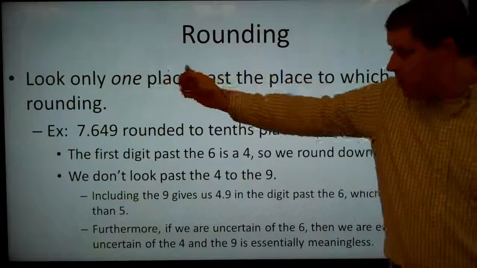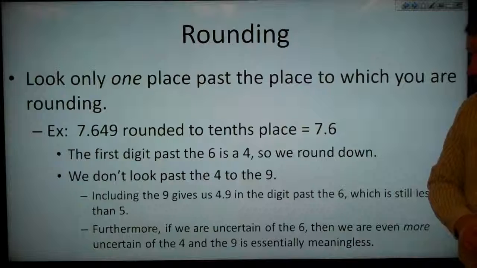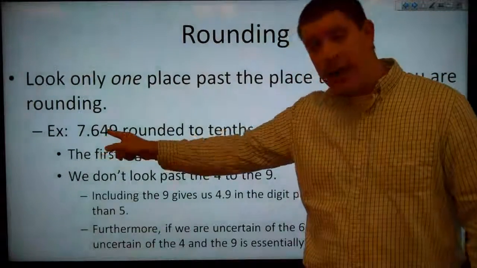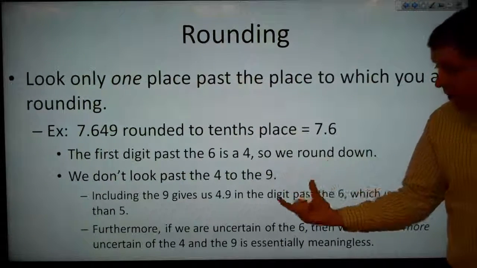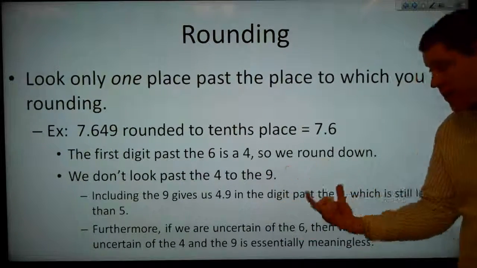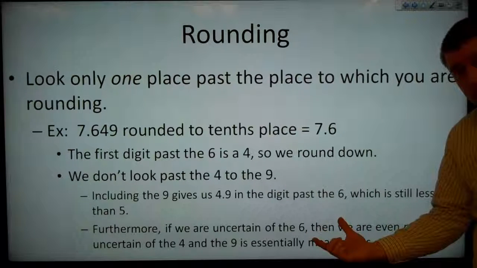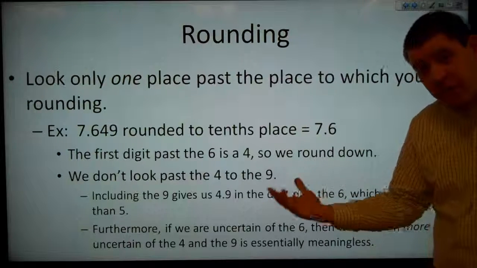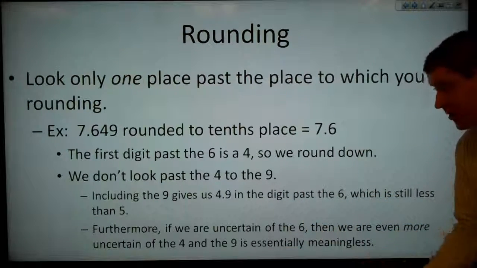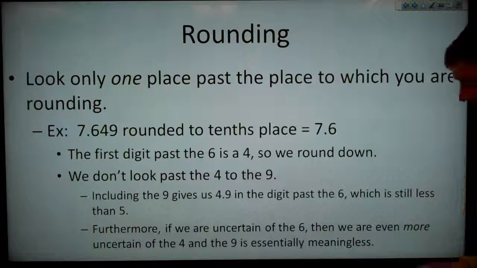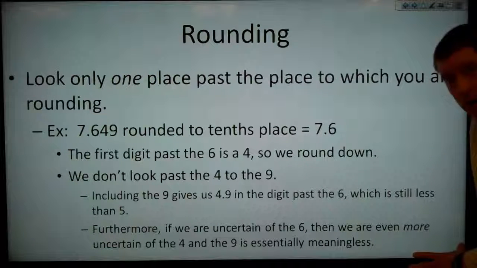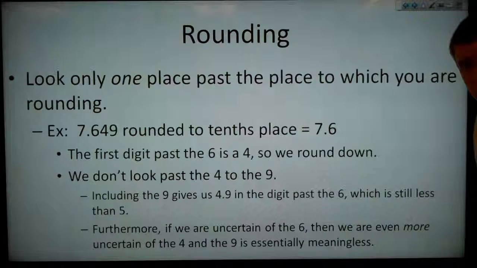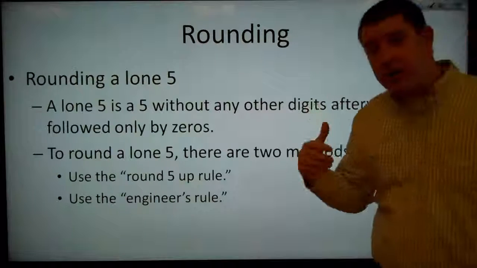Again, look only one place past the place to which you're rounding. So if you have 7.649 rounded to this 10th place, we're rounding down because we're only looking at the 4. We're not looking at the 9. We don't look past the 4 to the 9 because including the 9 gives us 4.9, and 4.9 would still be less than 5. And if you look at this from a significant figures point of view, if we're uncertain of our 6, then we're even more uncertain of our 4, and our 9 is basically meaningless, so we really can't use it at all.